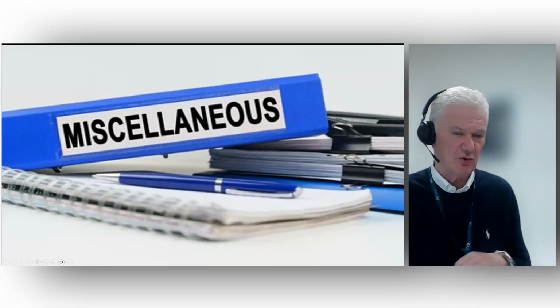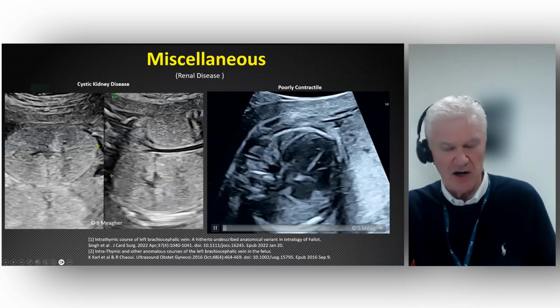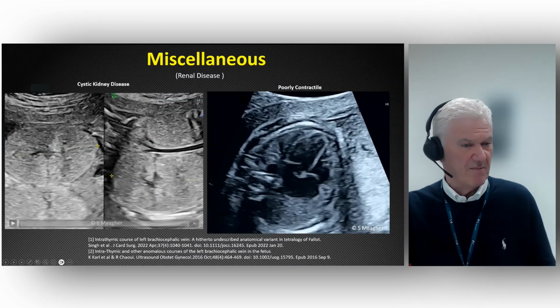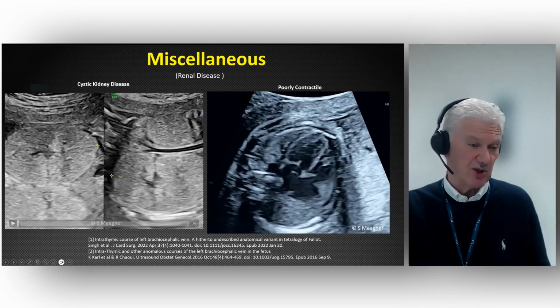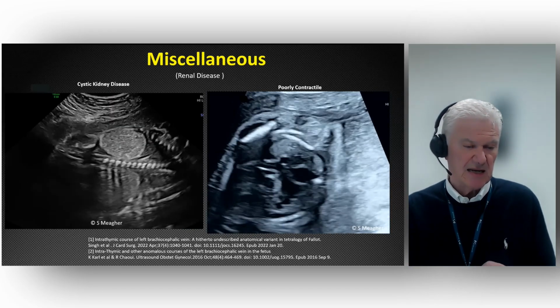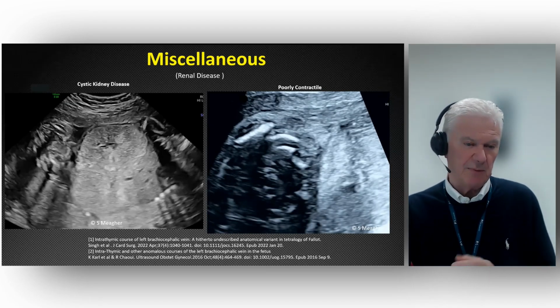I'll finish with the last group, the miscellaneous group. So these are cases where you'll get cardiac enlargement, ventricular hypertrophy in the setting of bilateral renal disease. I'll start with a striking one. So this is a patient with infantile polycystic kidney disease, and these will present around the mid-trimester or a little bit later.